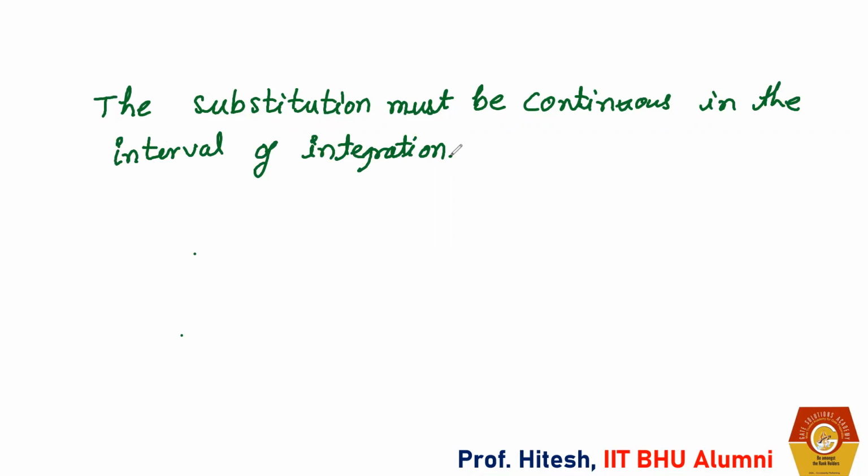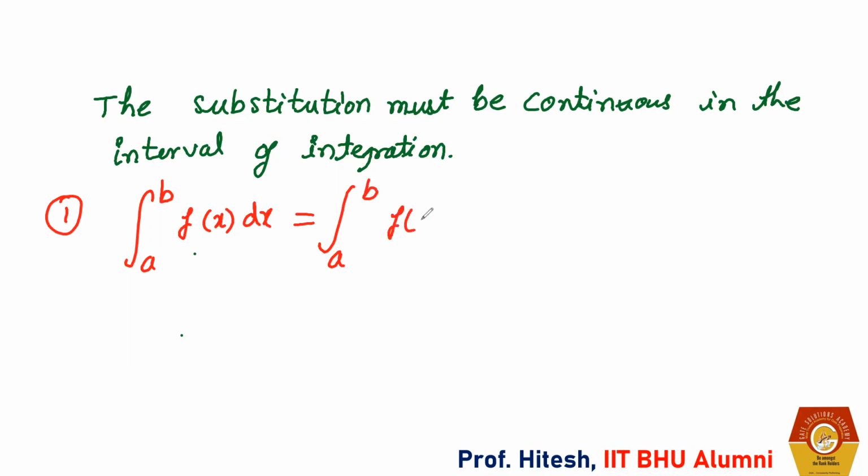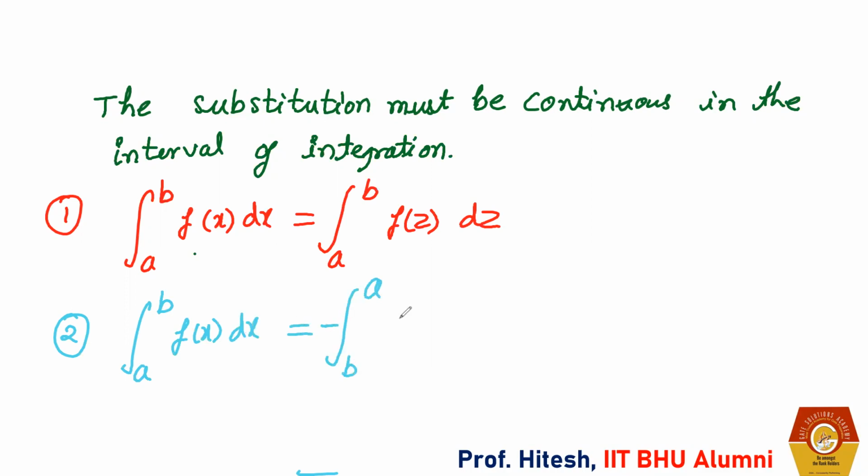Now we will revise the properties of definite integral and then solve questions based on this. Let me write 3 properties. The first property is integral a to b f of x dx is equal to integral a to b f of z dz. We can put x equal to z, very easy. Number 2 property is, if I am integrating a to b f of x dx and I change the limit to b to a, it will be minus. Quite easy, you know this.